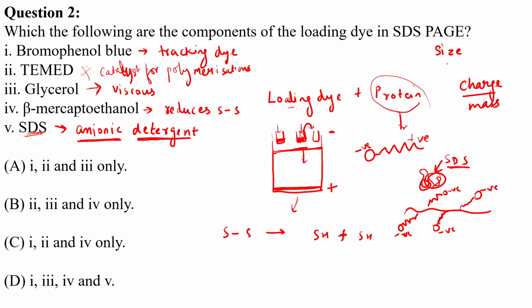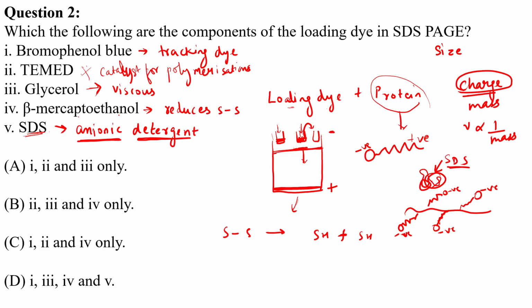Okay, electrophoretic mobility, the separation happens based on charge by mass ratio. But since we are giving all the proteins the same charge, the charge factor is nullified here and the mobility is inversely proportional to mass. That is, higher the mass, slower will be the mobility. Okay, so SDS is very important in the loading dye. Beta mercaptoethanol, if you want to reduce the disulfide linkages, you have to add beta mercaptoethanol.